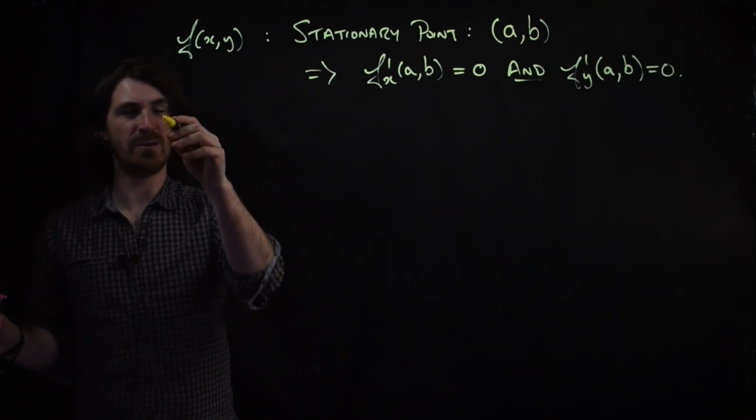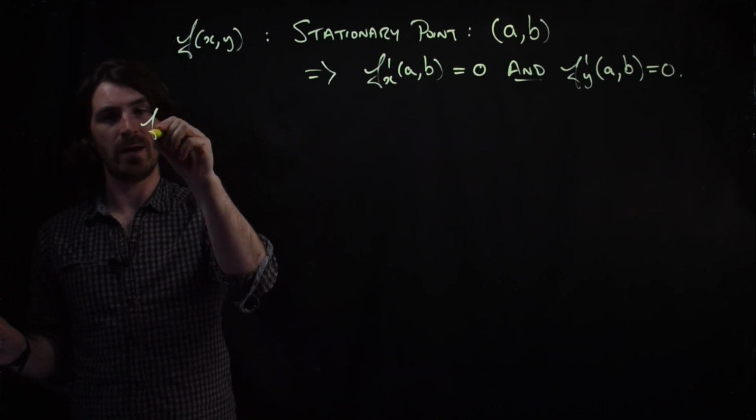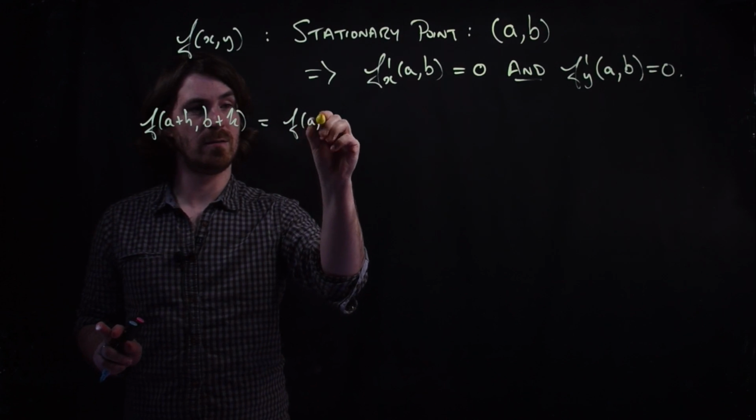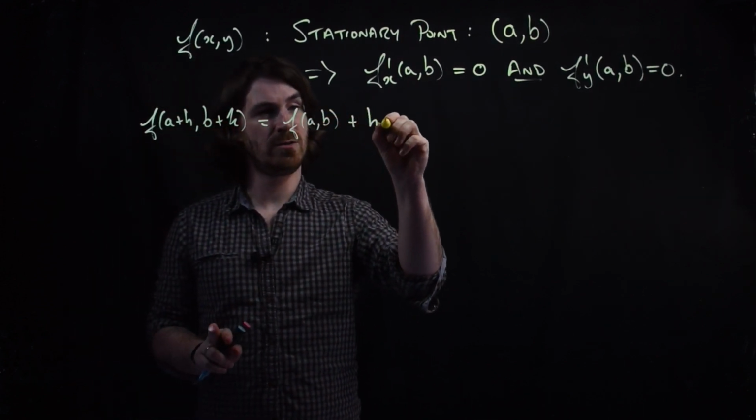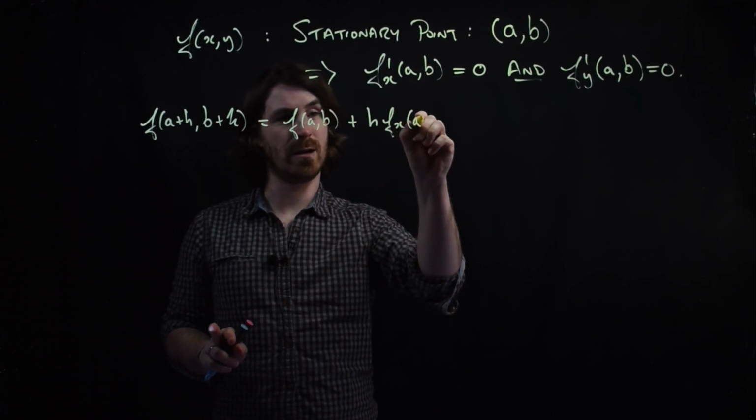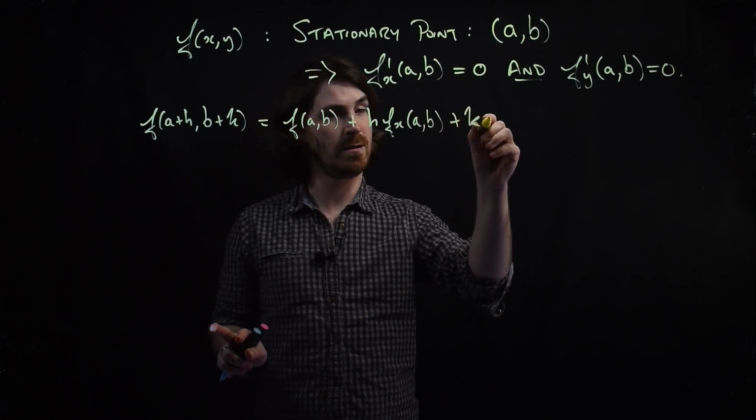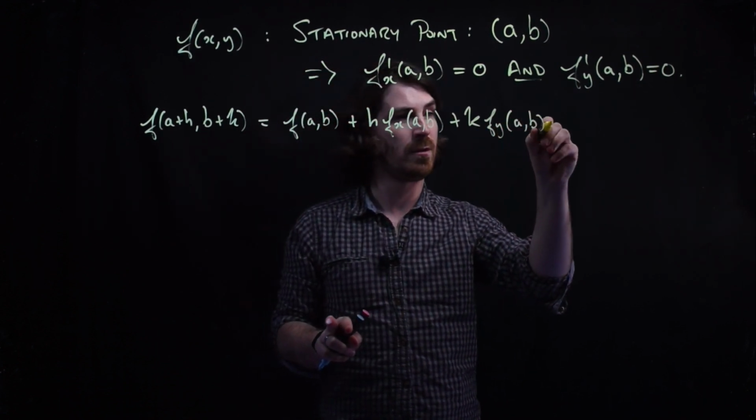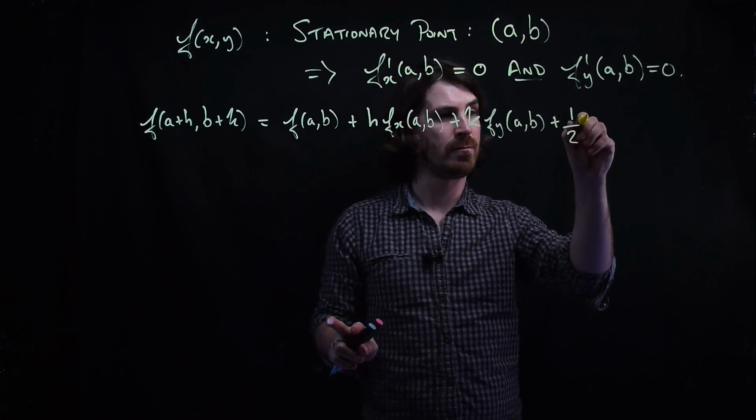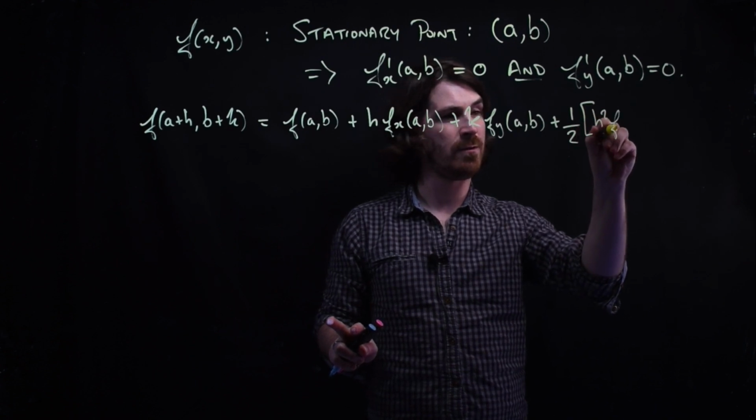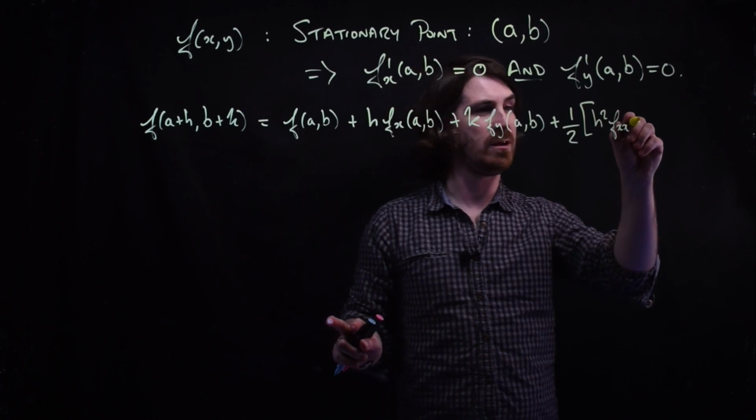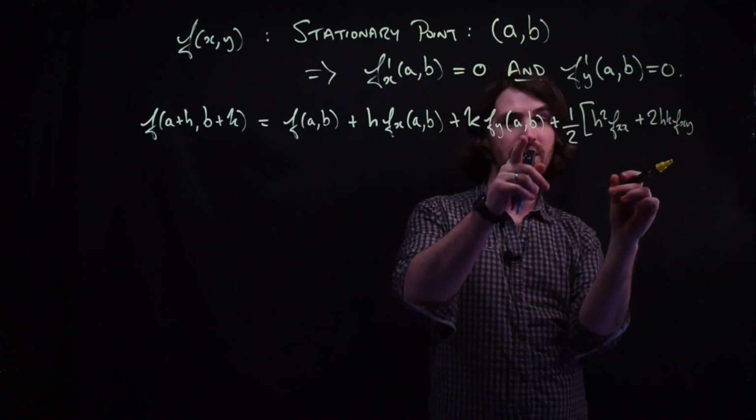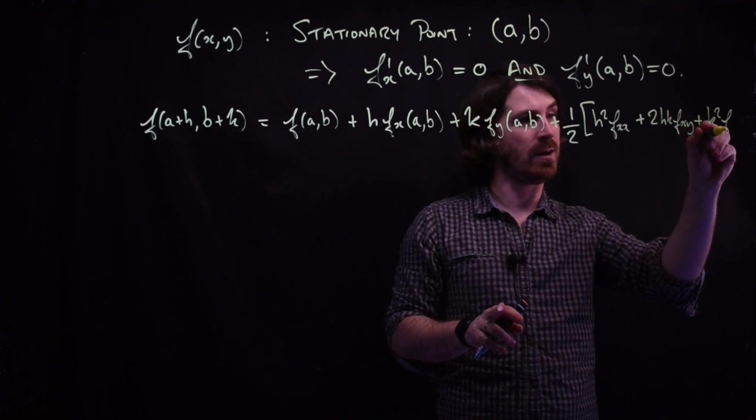So if we think about the Taylor expansion of the function of two variables, we have f of a plus h, b plus k equals f of a, b plus h f_x, evaluated at point (a, b), plus k f_y, so df by dy, partial derivative, evaluated at point (a, b), plus 1/2 h squared f_xx evaluated at point (a, b), plus 2hk f_xy, this derivative again evaluated at (a, b), plus k squared f_yy.